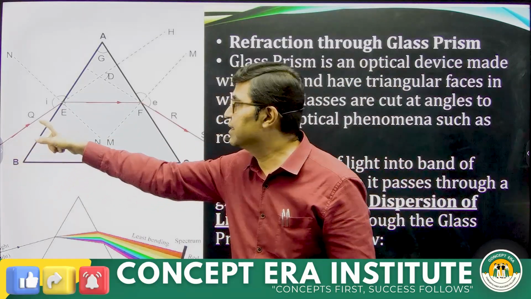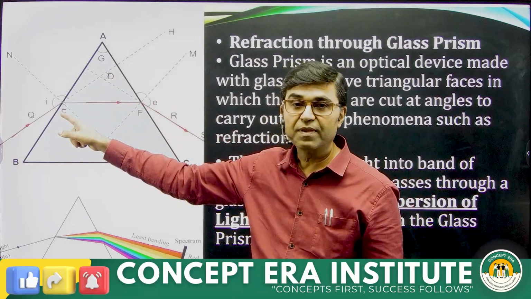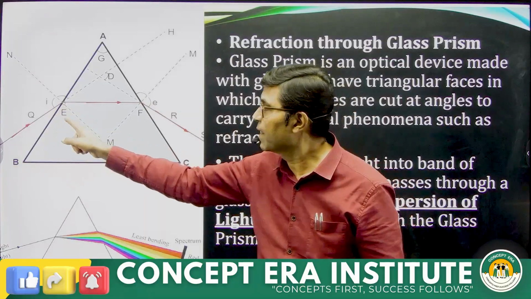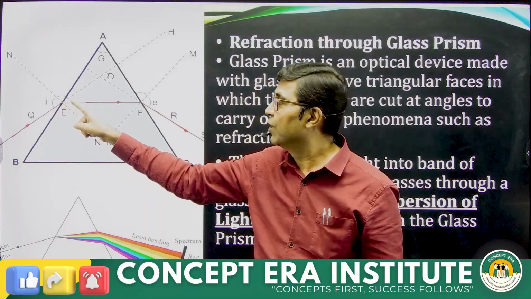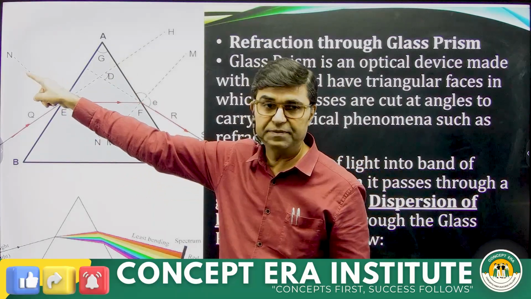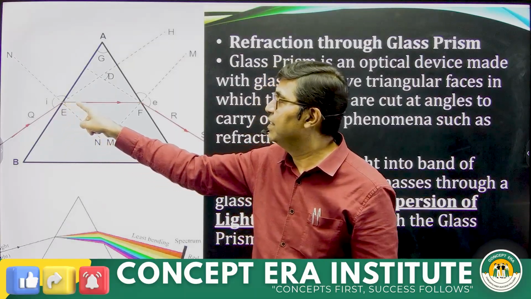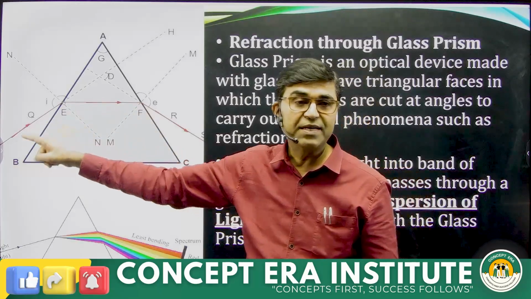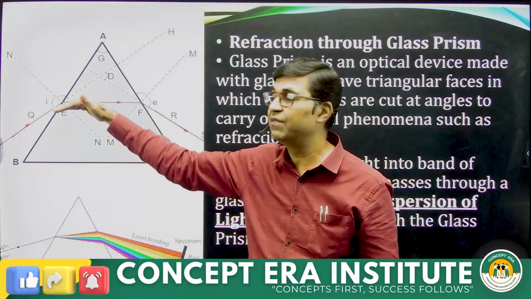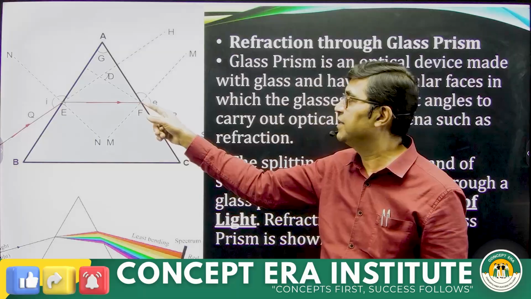Here, the light is incident on the face AB obliquely like this. The red line represents the incident ray, E being the point of incidence. Now at E, we make a normal perpendicular to AB, that is EN. The light now will bend towards the normal. Why? Because light is entering from air into glass, therefore it will suffer a decrease in speed and will bend towards the normal. Now this is the refracted ray.